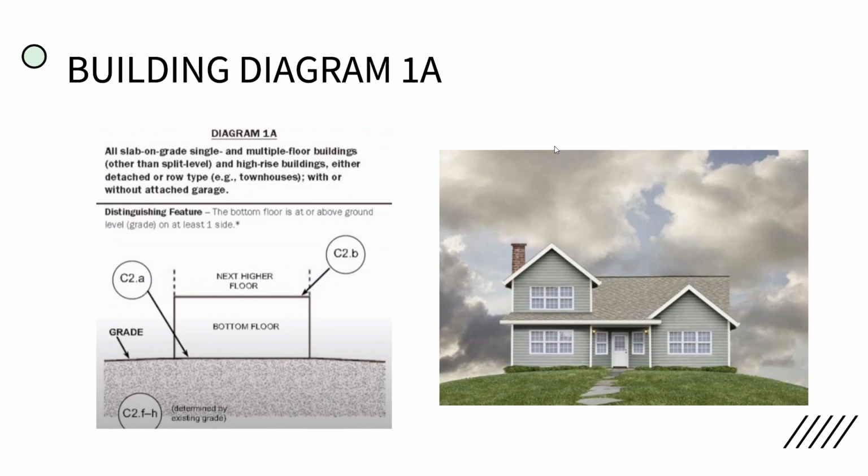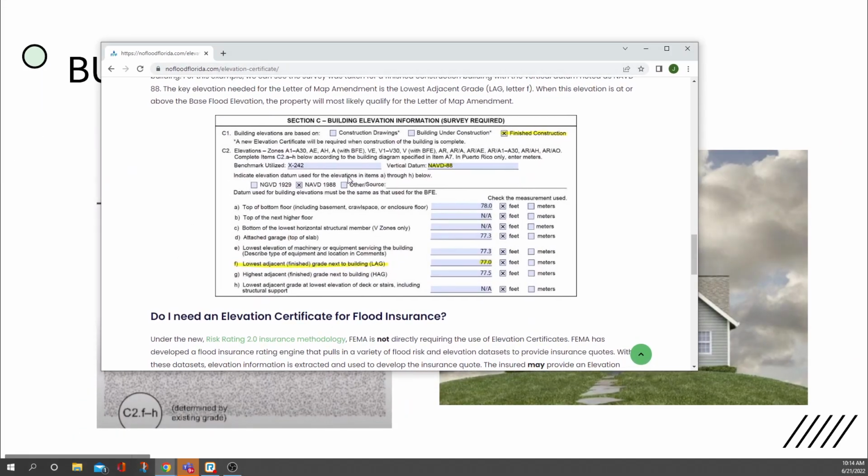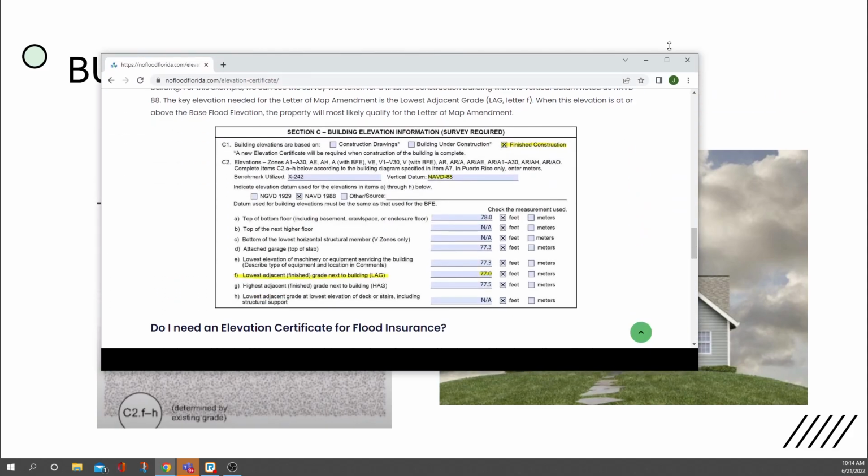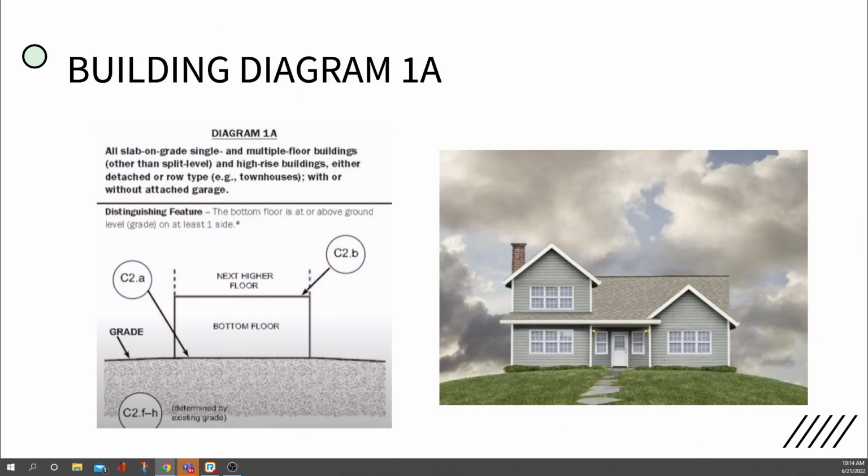So real quick, let's go over the building diagrams. On an elevation certificate, you have to fill out section C. Section C is the elevation information, and they have sections C2, A, B, C, D, E, F, G, H. That's what you see here on these little bubbles, C2B, C2A.